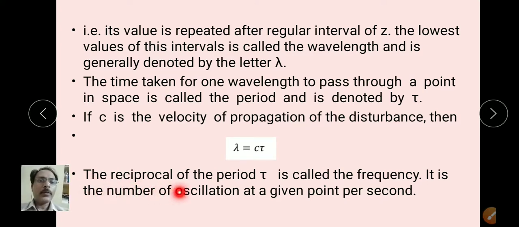The reciprocal of the period tau, that is 1 by tau, is equal to the frequency of the light. It is the number of oscillations at a given point per second. Means if you consider a wave, it should have some oscillations in a particular time, for example a second. That is considered as the frequency.